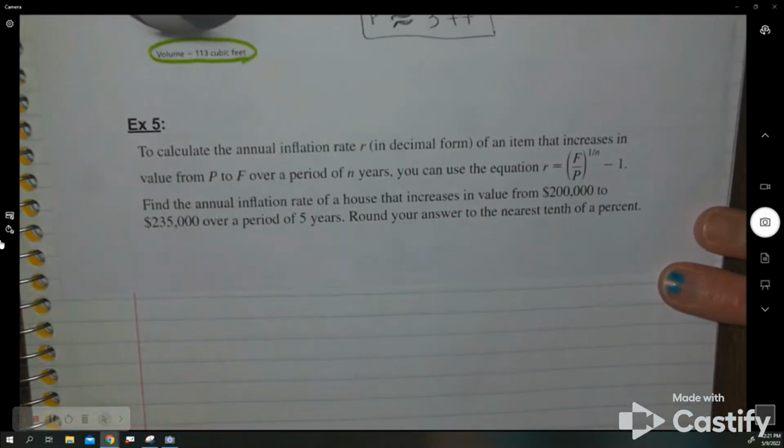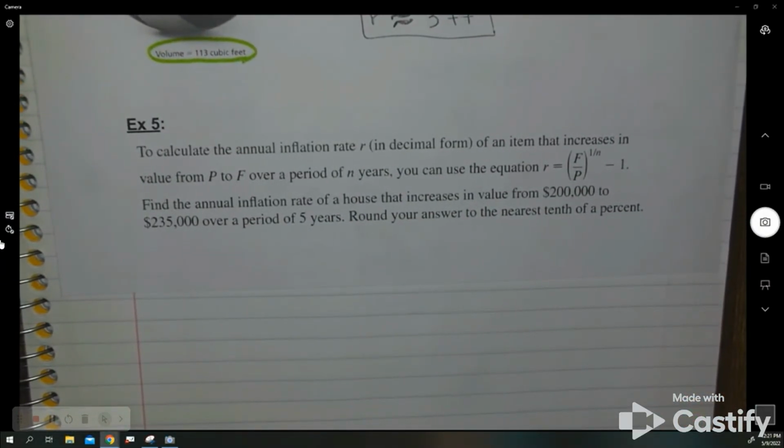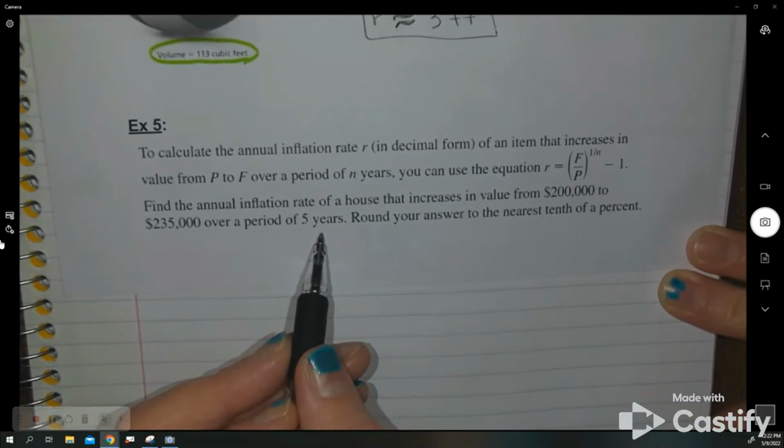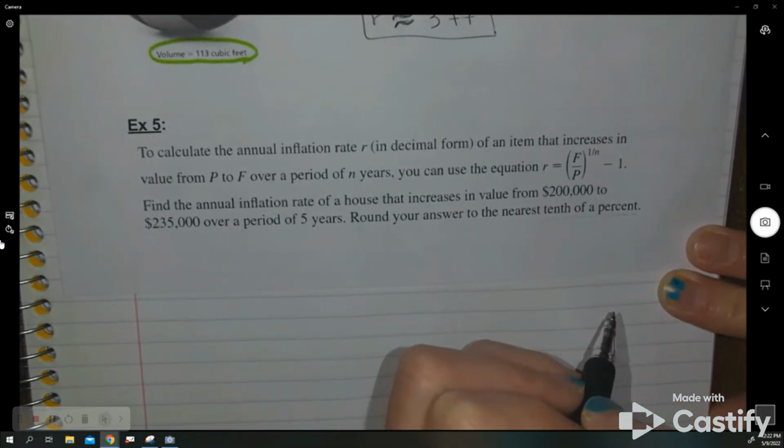And example 5, to calculate the annual inflation rate, in decimal form, of an item that increases in value from p to f, so present to future, over a period of n years, you can use the equation r equals f over p to the 1 over n power minus 1. So we're going to find the annual inflation rate of a house that increases in value from $200,000 to $235,000 over a period of 5 years. And then we're going to round our answer to the nearest 1/10 of a percent.